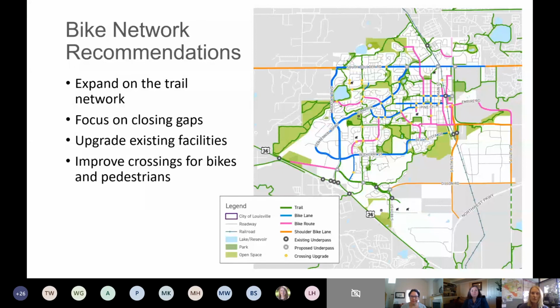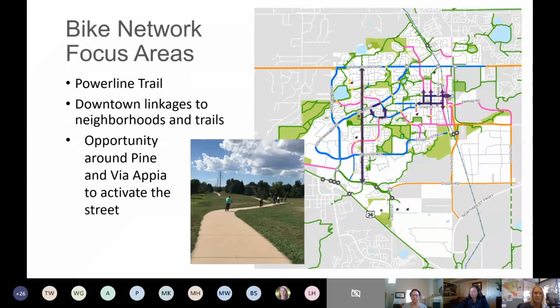And again, we also looked at our bike network, really closing the gaps on our trail network and on our bikeways on the roads, and upgrading existing facilities, and then improving crossings for bikes and pedestrians.